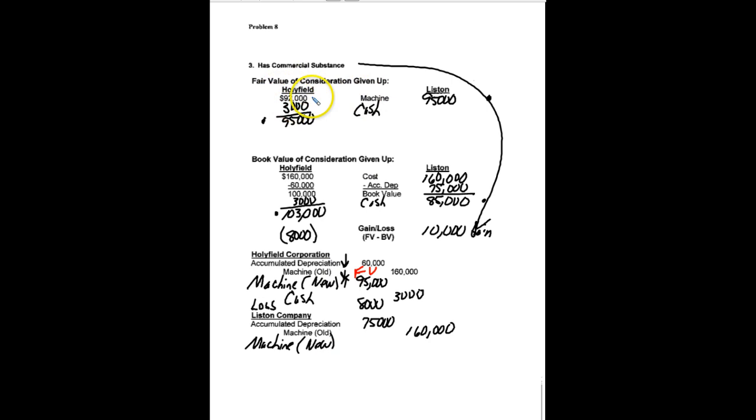Right, and they're going to get this $92,000 machine from Holyfield. So I am going to, oh, and let's see, they're also going to get cash, aren't they? Forgot about that. So they get the machine and they get cash of $3,000. Okay, so my debits and my credits, I actually need a $10,000 credit to balance, and that's my gain.